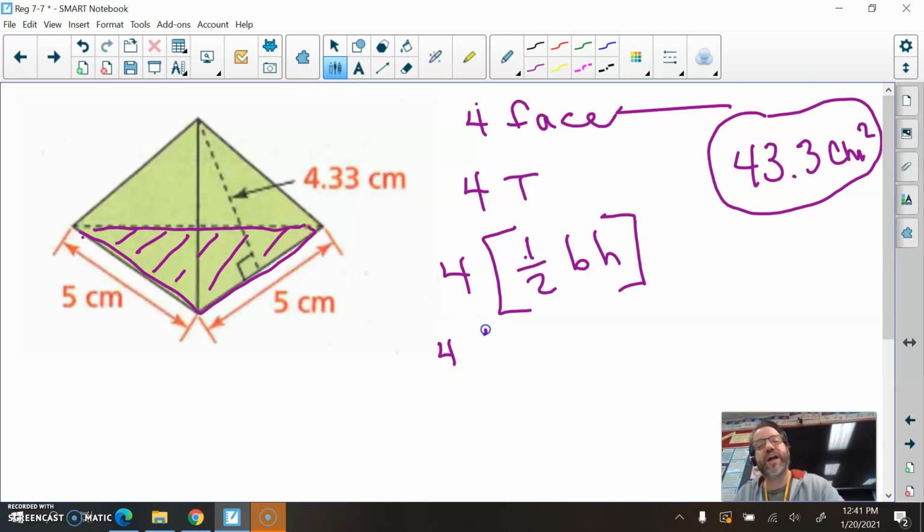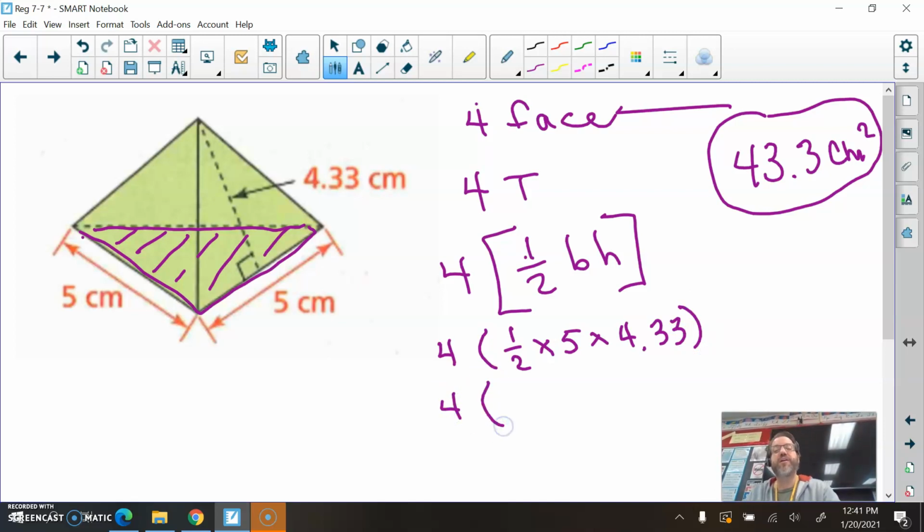We're taking 4 times, and then we have 1/2 times the base, which is 5, times the height, which is 4.33. Okay, so you can do the math on this. You can use a calculator. 5 times 1/2 times 4.3. Let's see what I get. I keep saying 4.3, but it's 4.33.